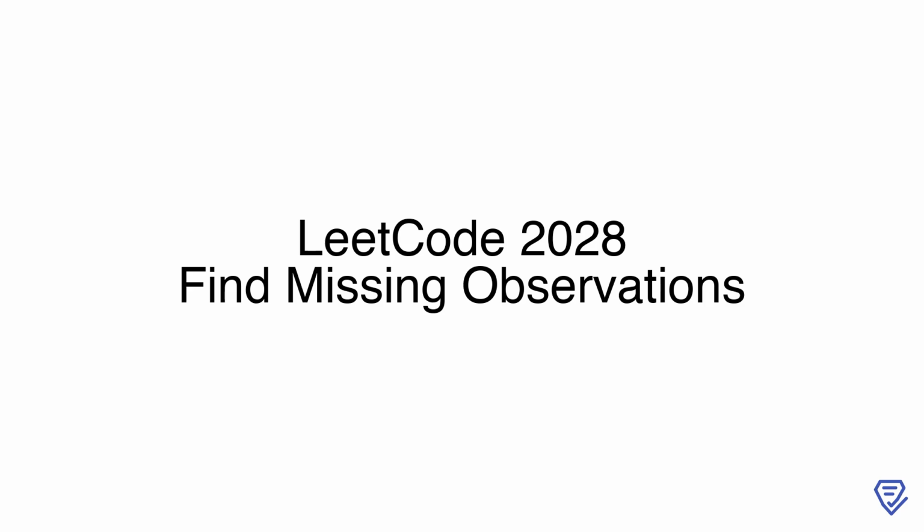Welcome to this coding problem walkthrough. Today, we'll explore LeetCode problem number 2028, Find Missing Observations. In this problem, we aim to find an array of missing dice rolls that satisfy specific constraints. Let's dive into the details and solve this step by step.